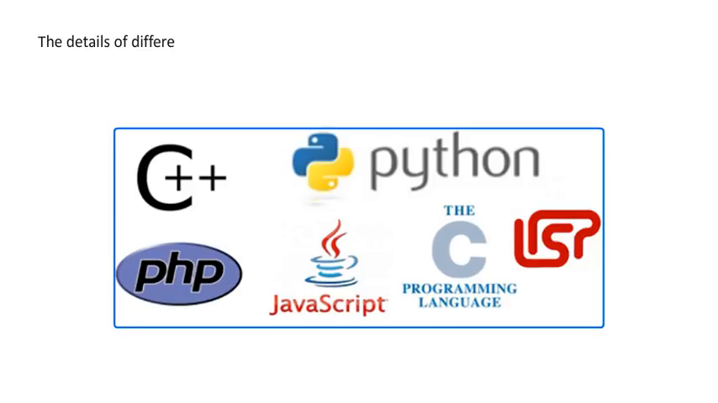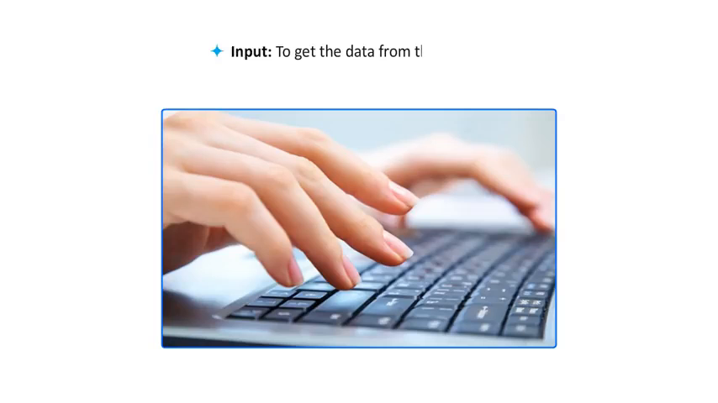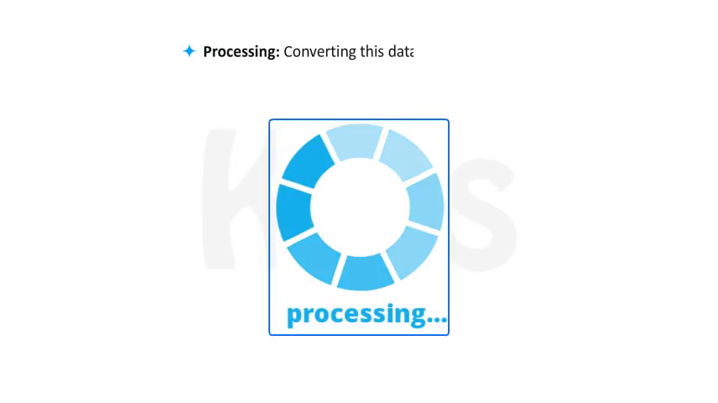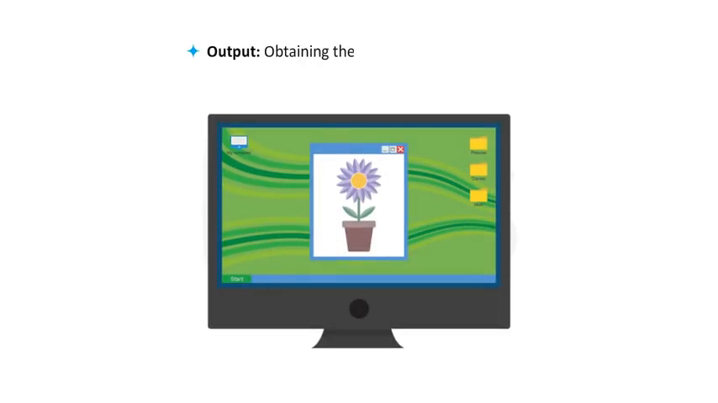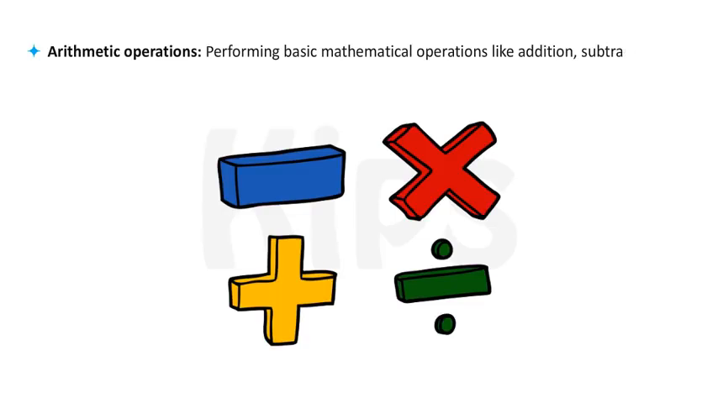The details of different programming languages look different, but a few basic operations appear to be the same in each one of them. Input, to get the data from the keyboard. Processing, converting this data into information. Output, obtaining the result from the computer. Arithmetic operations, performing basic mathematical operations like addition, subtraction, etc.